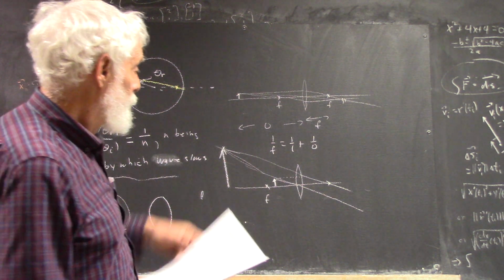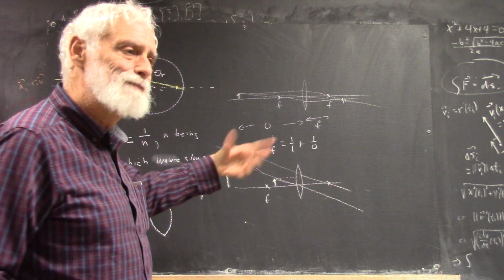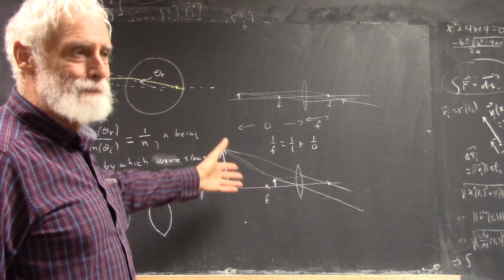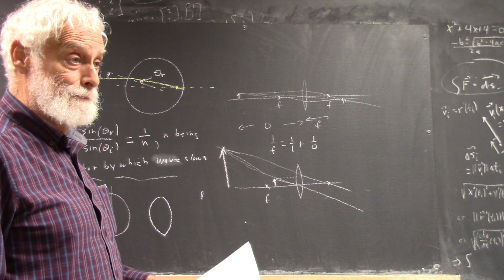Okay? Now the picture's badly drawn. I should have drawn this a lot closer so I could get the convergence on the board where it looks right. But you can look that up. It's easy to see. Okay?